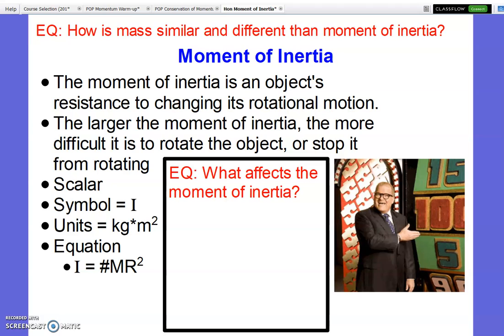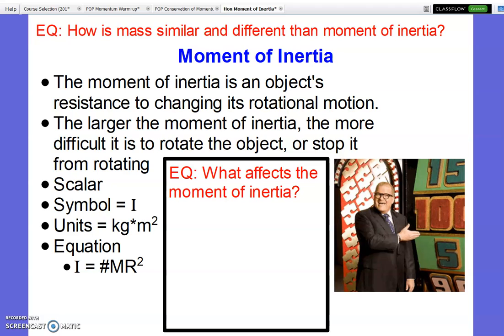Our question in this video is, how is mass similar and different than moment of inertia? Well, when we talk about mass, mass is a measurement of how much inertia an object has. And inertia, if you don't remember, is how difficult it is to make an object start moving or to bring an object to a stop. Inertia is the tendency to just keep moving the way it always was.